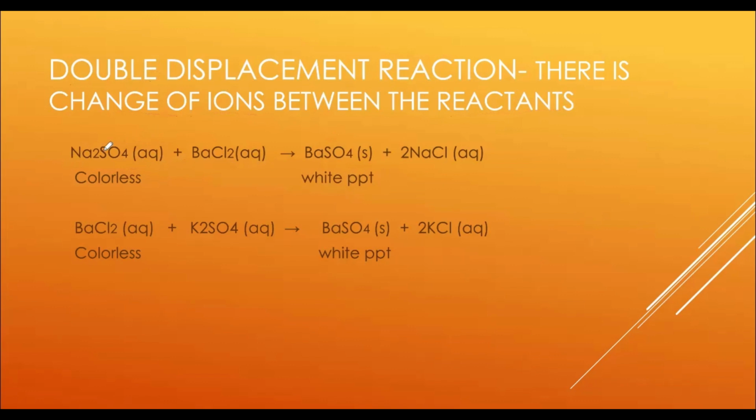Sodium takes the place of the barium, and barium takes the place of the sodium. As a result, barium sulfate and sodium chloride are formed. Sodium chloride forms an aqueous solution. Sodium chloride is soluble in water, and barium sulfate is insoluble in water. A white precipitate of barium sulfate is formed.